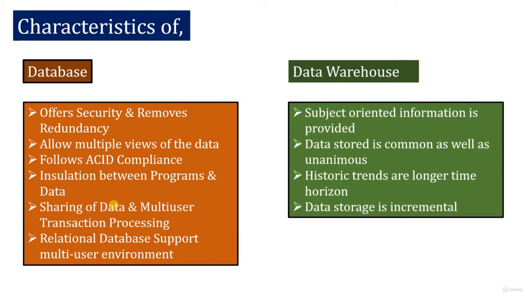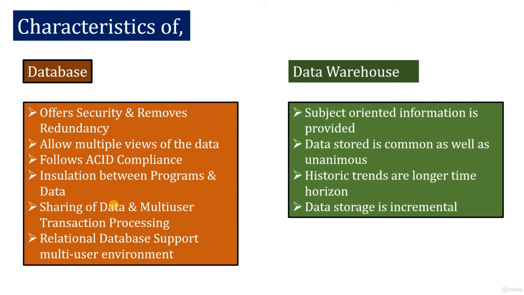Data stored is common as well as unanimous. The data can be stored in the data warehouse in a common and unanimously acceptable manner. This means that data can be accessed by anyone who is permitted to access the data without revealing their identity.